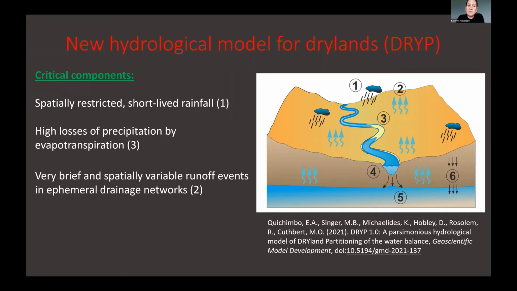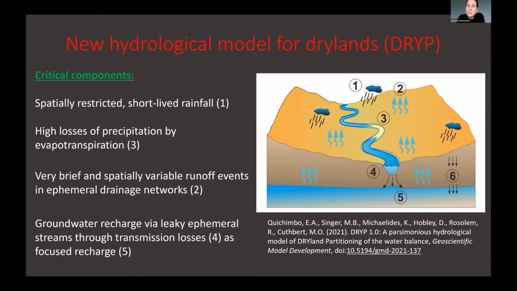We simulate the very brief and spatially variable runoff events that create this ephemeral drainage network, ephemeral flow in the channels. And we include a very important component, which is the recharge of the groundwater through losses in ephemeral streams, or leaky ephemeral streams. And we include a two-way interaction between the groundwater and the surface water.